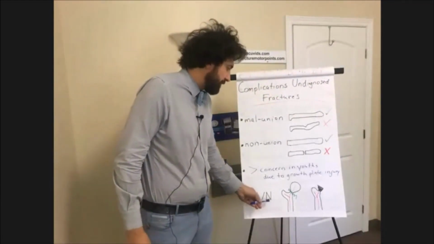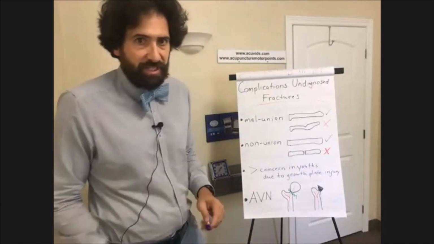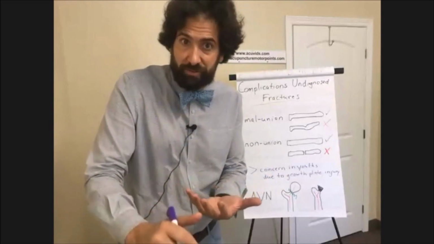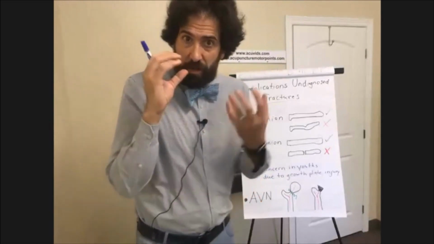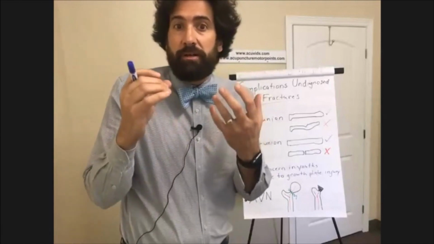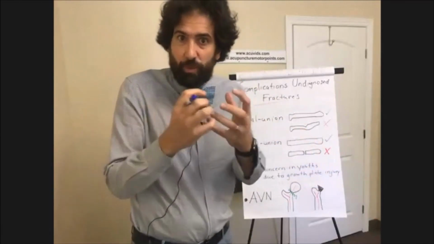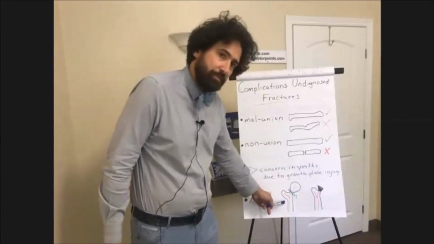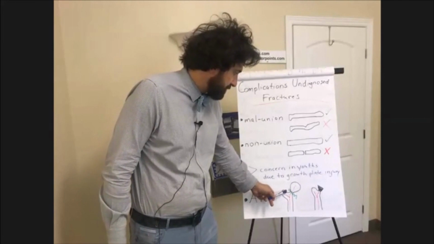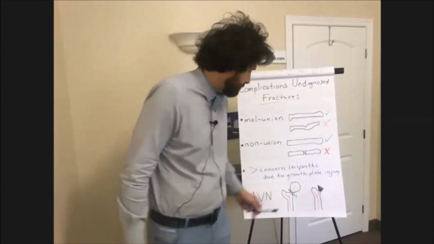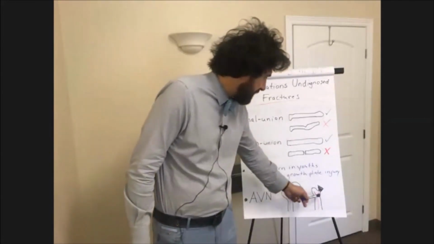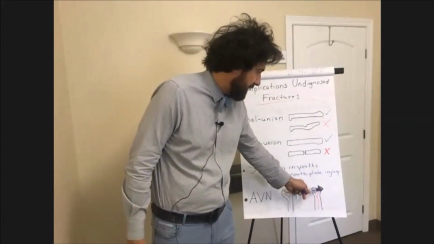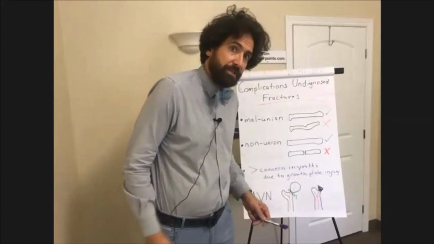AVN, avascular necrosis. Avascular necrosis is when during the fracture, there's damage, a severing of the blood vessel feeding the bone. And if a bone cannot get oxygen, the bone dies. The bone dies and withers away. This is a ball and socket, we'll call this the hip joint. These represent the blood vessels. This green represents the fracture. And after the fracture, the blood supply is cut off. After a few weeks, this is what the head of the femur looks like.